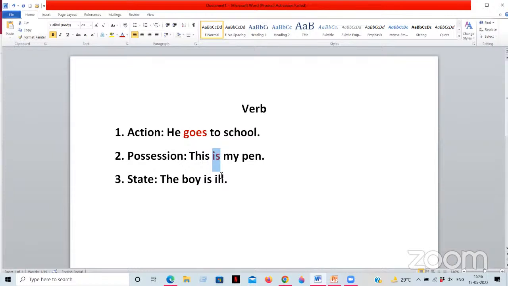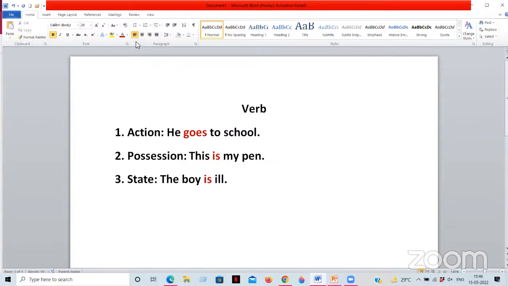And another one is the state of something. Here I have talked about the state of a boy who is ill. So this particular verb here shows an illness, the illness of someone, that is a state, a condition. So a verb can either express an action, possession, or a state.